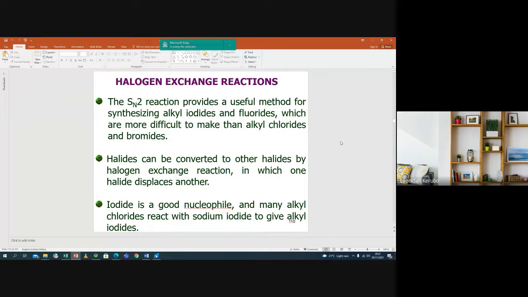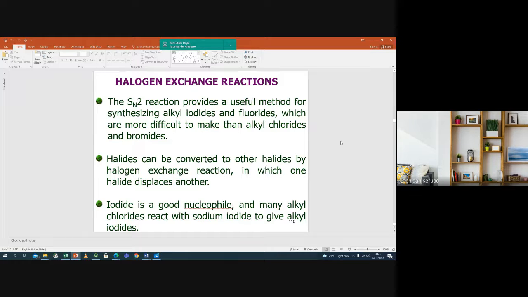The SN2 reaction provides a useful method for synthesizing alkyl iodides and fluorides, which are more difficult to make than alkyl chlorides and alkyl bromides. As you've seen in our earlier lectures, you could easily synthesize alkyl chlorides and bromides, beginning with alcohols and reacting with different reagents, or even using the free radical halogenation process. But it is harder to synthesize alkyl iodides and alkyl fluorides, and one of the ways in which this can be done is through halogen exchange reactions.